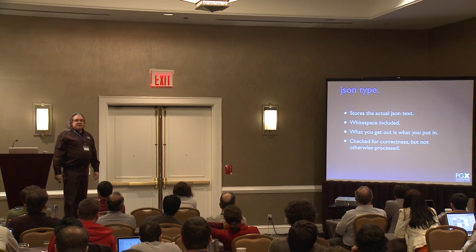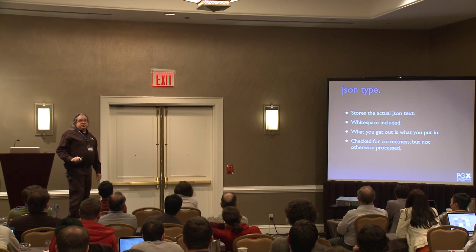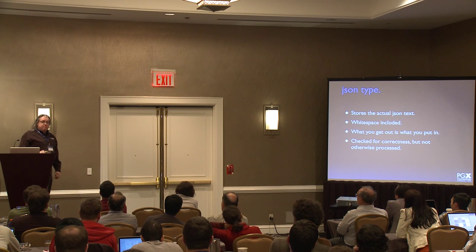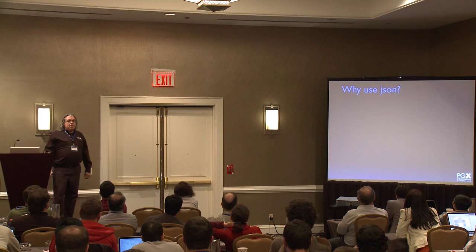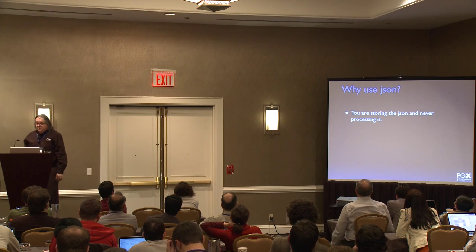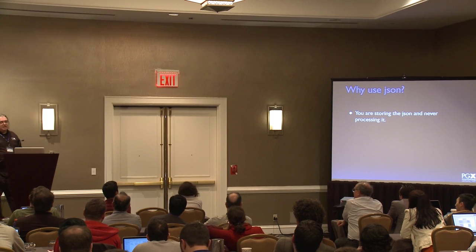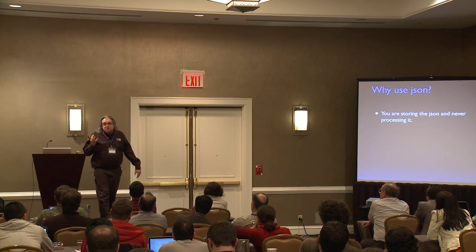What you get out is what you get in. It's checked for correctness, but it's not otherwise processed. You can't put syntactically invalid JSON into a JSON type, but it doesn't do anything else to it. So why would you use it? Well, you're storing the JSON and never processing it. All you need is a place to log, and this happens. You know, you're logging API requests or something like that. That's reasonable.